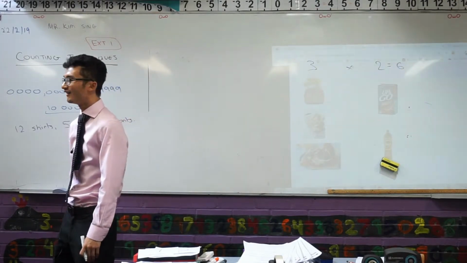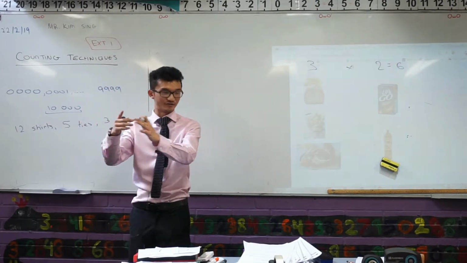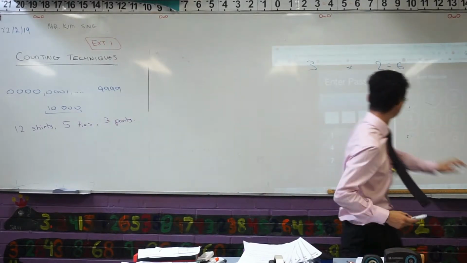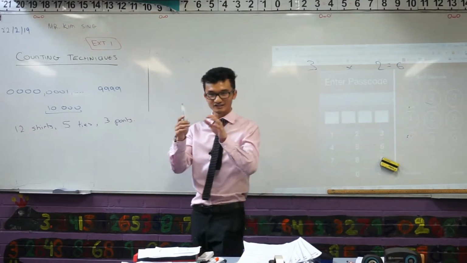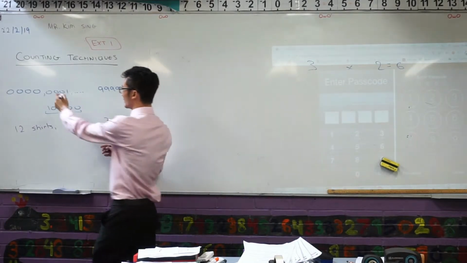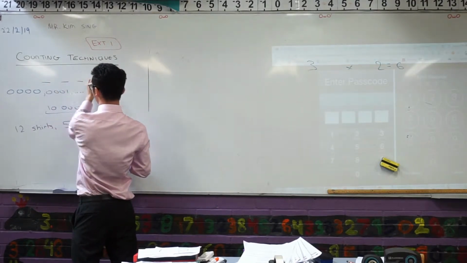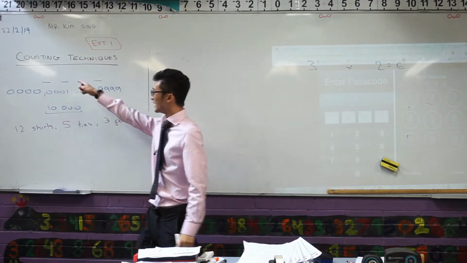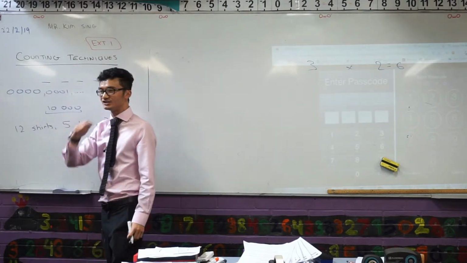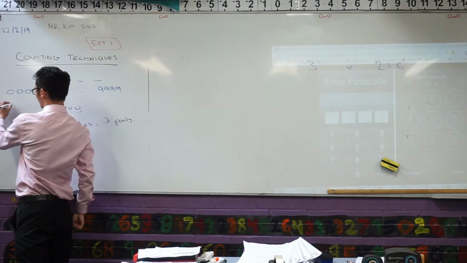So maybe if we break it up, if you go back to the iPhone code, you can see that literally there are slots here. And you're going to see me doing this for a lot of these types of questions. I'm going to draw in these lines, and they represent these positions. And when I put a number here, it's telling me how many choices I have. I can have any digit from 0 to 9.